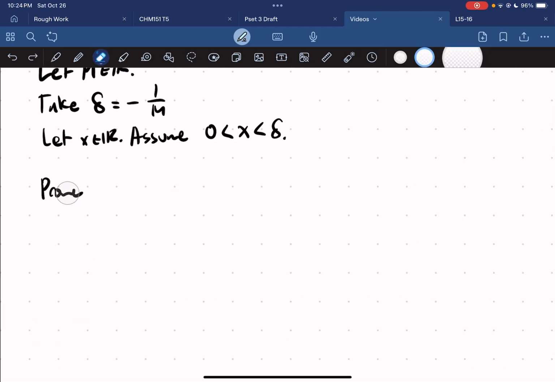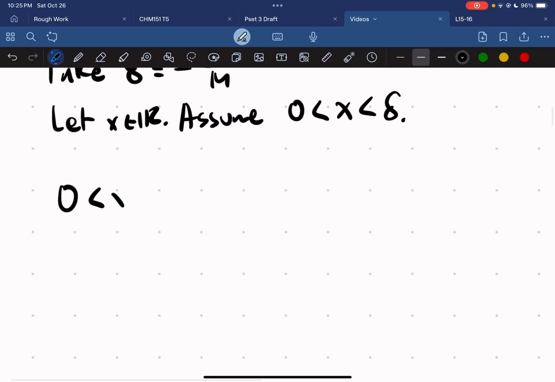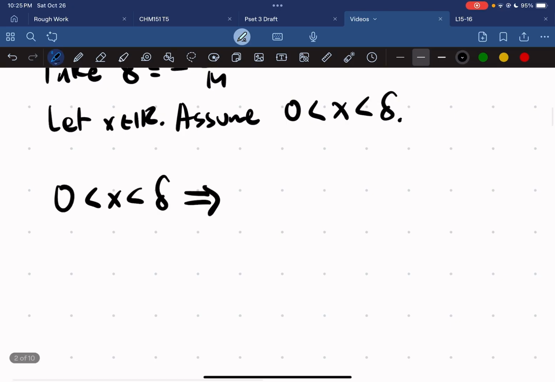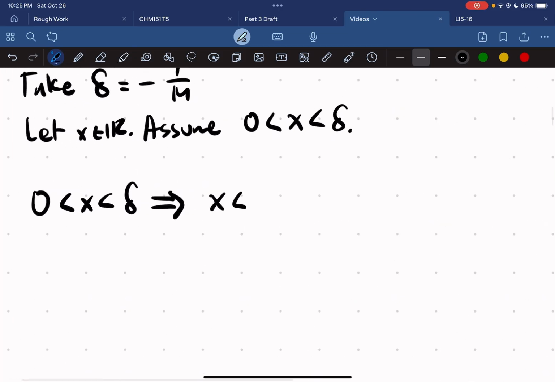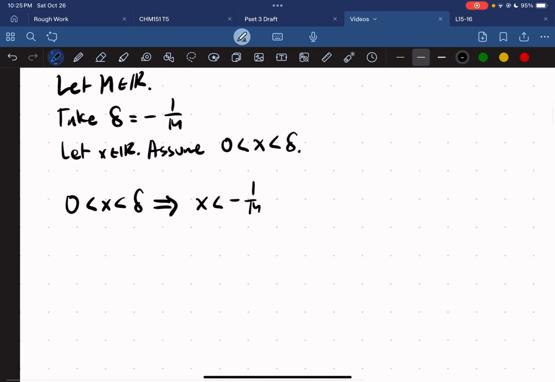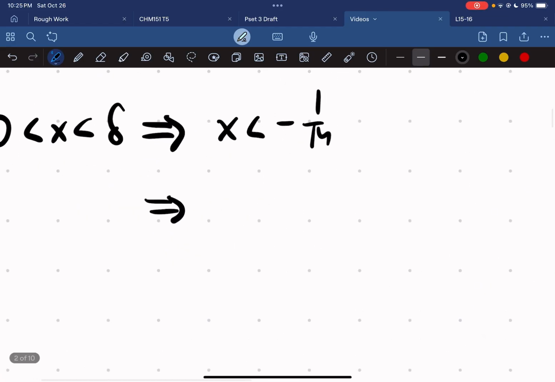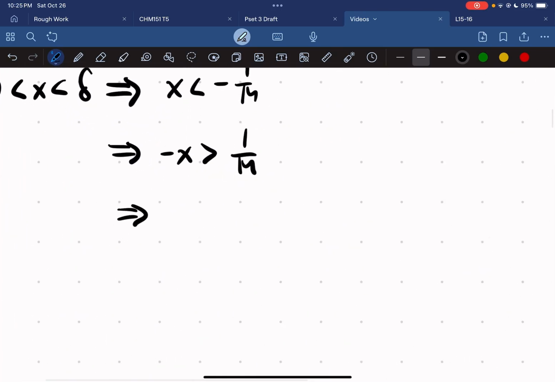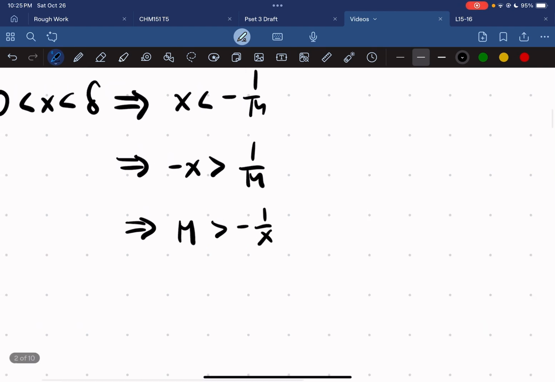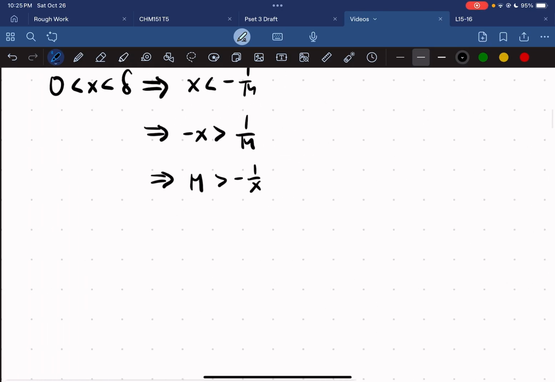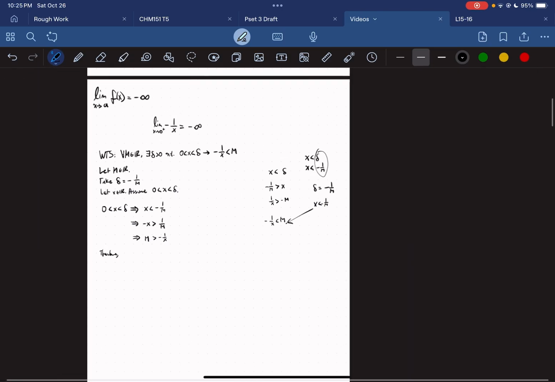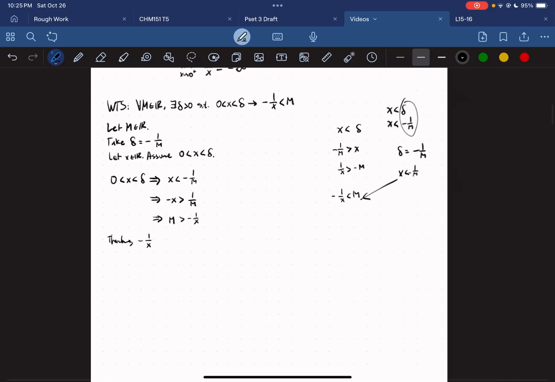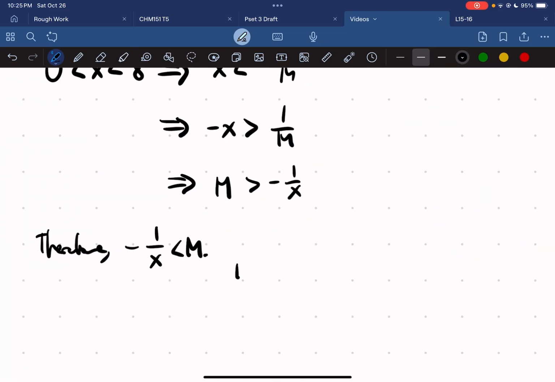And I'll write this a bit differently. I'll write this as this: implies x is less than negative 1 over m, which implies negative x is greater than 1 over m, which implies m is greater than negative 1 over x. And that we've proven our statement. Therefore, negative 1 over x is less than m. And that's the end of the proof.